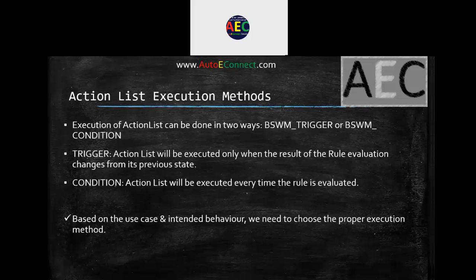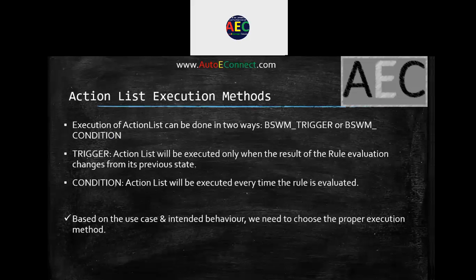And condition is nothing but the action list will be executed every time the rule is evaluated. So every time the rule is evaluated, either you have a true or you have a false condition. So at least for every cycle you have some action list execution. Based on your respective use cases and the intended behavior, we have to carefully select these options. Either you want the BSWM action list execution to be done on the trigger mode or on a condition based mode. Like I mentioned, on the condition based mode, every time your evaluation is performed, it will have either a true or false result. So in any of these cases, you have something to perform.